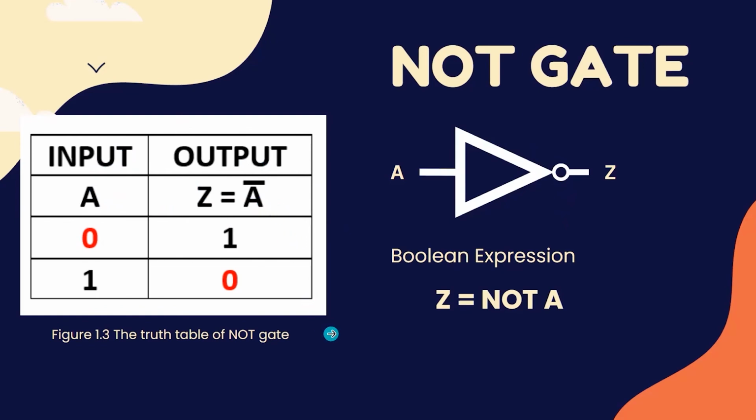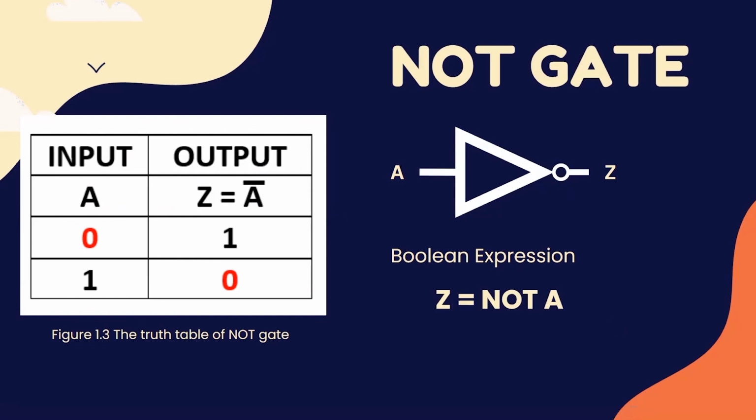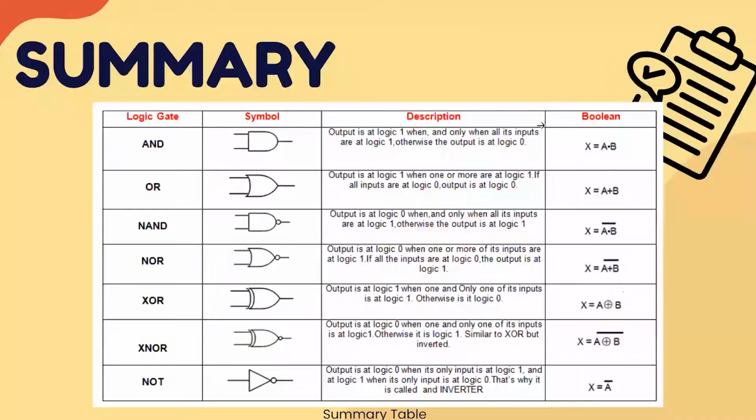These AND, OR and NOT gates are the three basic gates using which it is possible to design any logic circuit, or to implement any Boolean function. This is a summary table of our lesson series, but here I only discussed the AND gate, OR gate and the NOT gate. Please refer to this information.